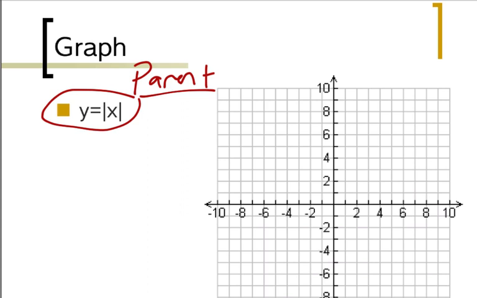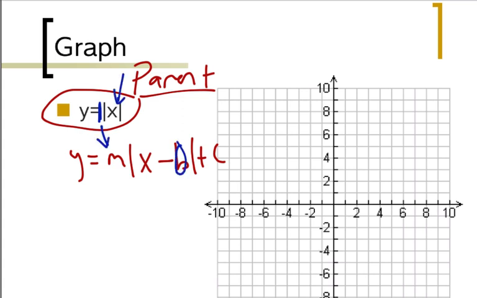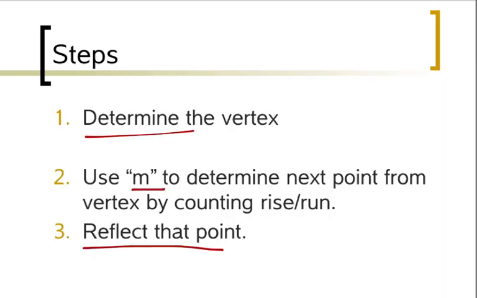Now this is still in the form y equals m absolute value x minus b plus c, but it doesn't have anything in front, which means there's really a 1 for the m. There's nothing on the inside, which means b is really a 0, and there's nothing on the outside, which means c is really a 0. Which means my vertex is at 0, 0. Okay, so I go ahead and put a dot at 0, 0. So that was step 1. I determined the vertex at 0, 0.